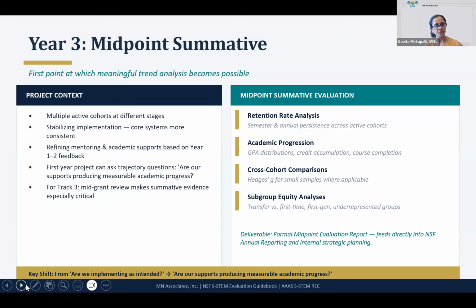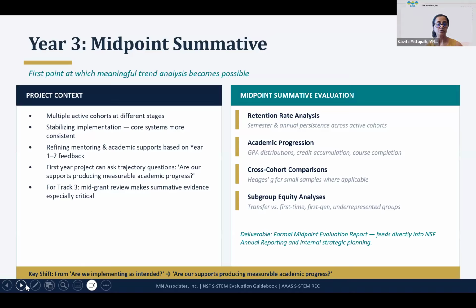You're making some genuine midpoint summative analysis possible at this time, hopefully, and the evaluation question shifts from are we implementing as intended to are our supports producing measurable academic progress? So you see the shift.